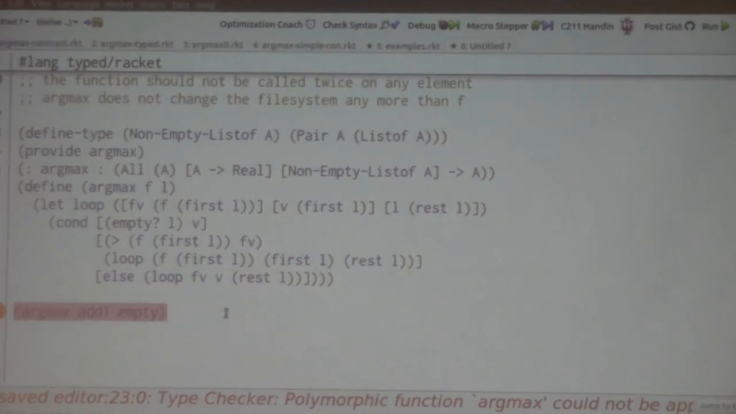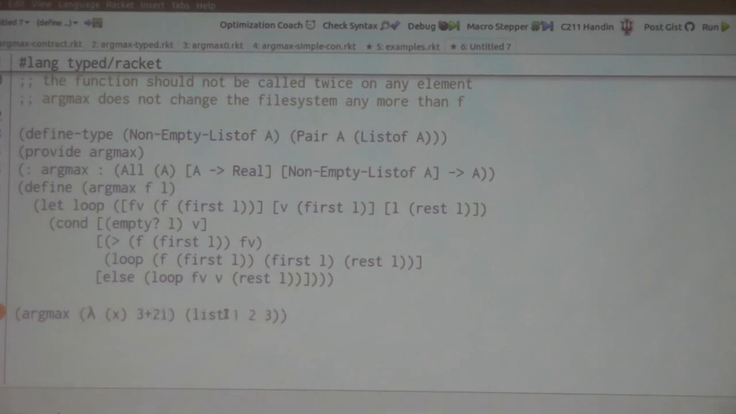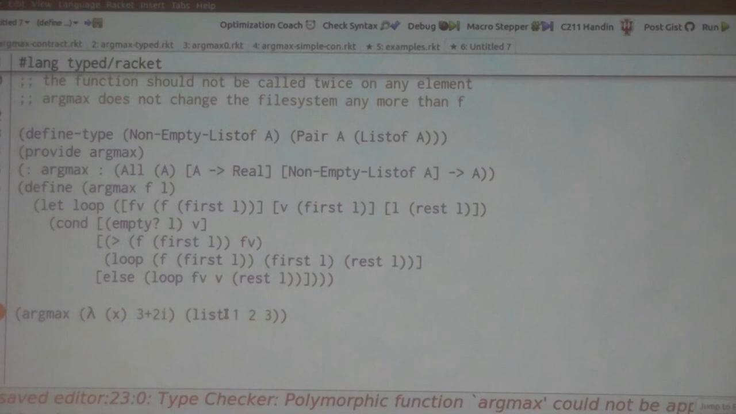We also successfully wrote down that we have to be using numbers that we can compare. So this is also a type error, because you can't compare the complex numbers.